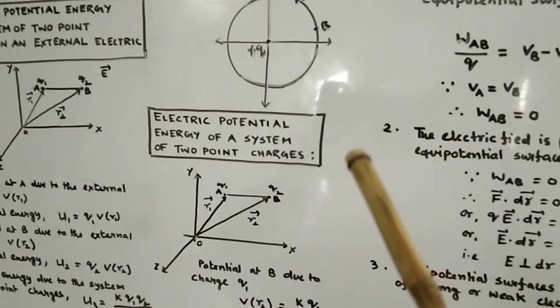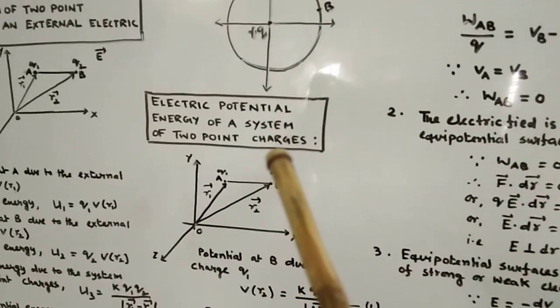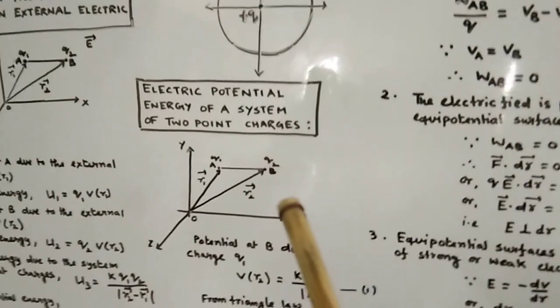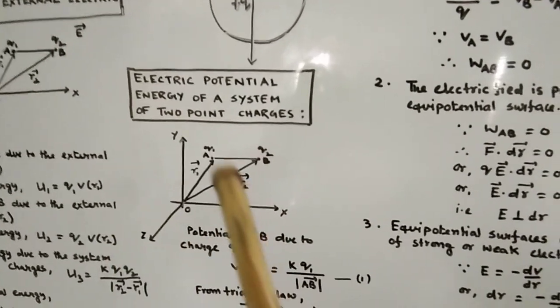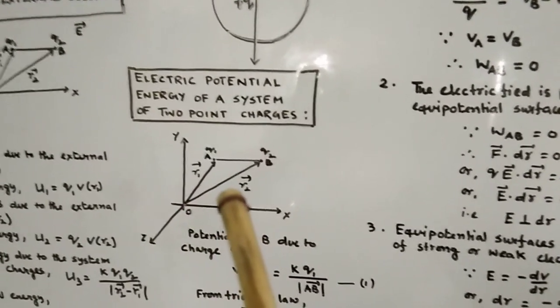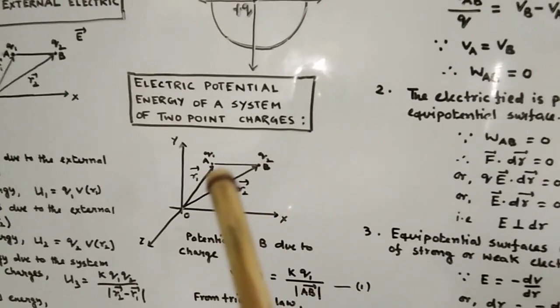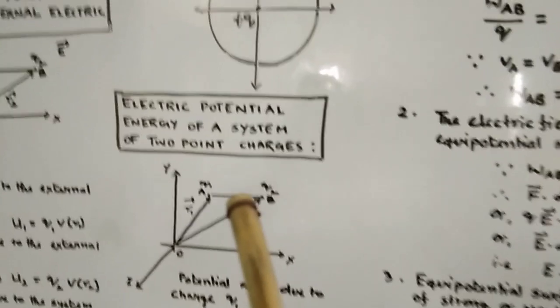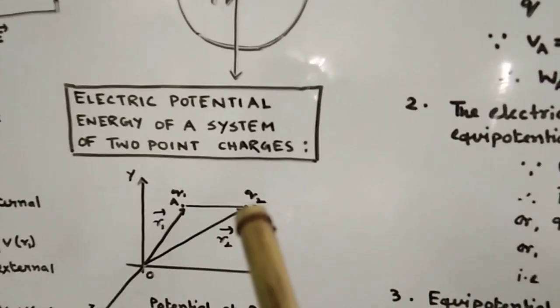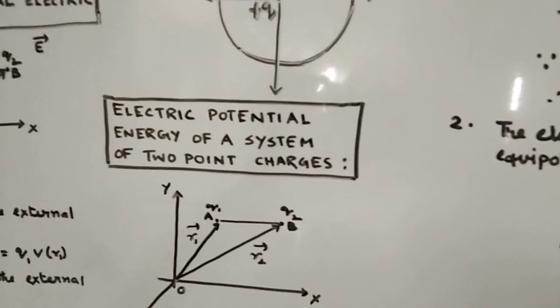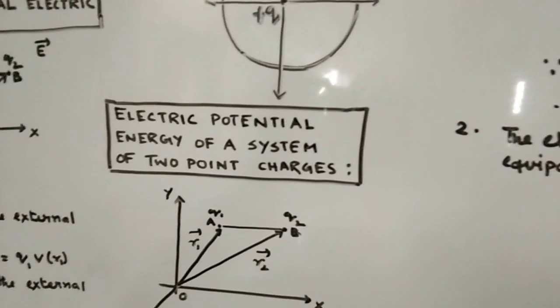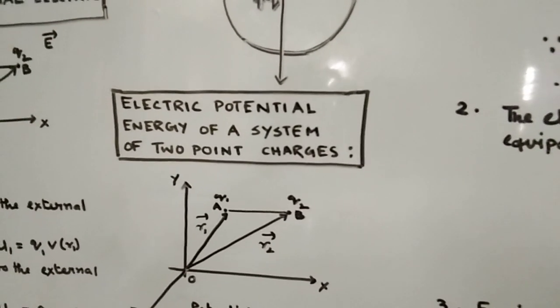Now let me go for this topic, electric potential energy of a system of 2-point charges. So you do have a coordinate system. Now here what we have done, initially no charge is here, and we have brought a charge q1 from outside and placed it at A. As there is no charge, no field, it is very easy to place the charge q1 at A.